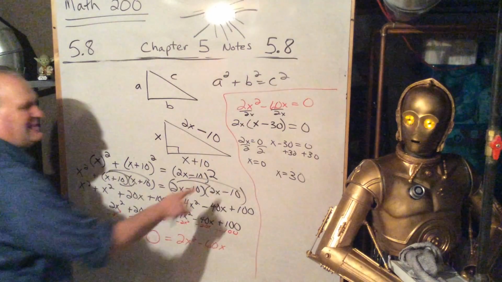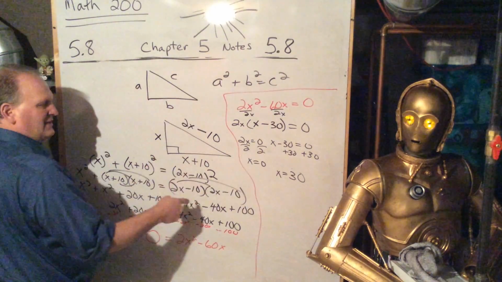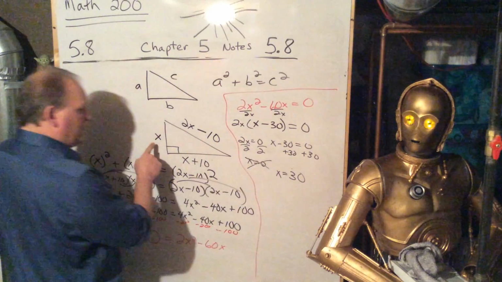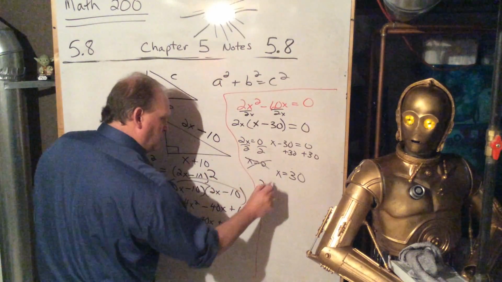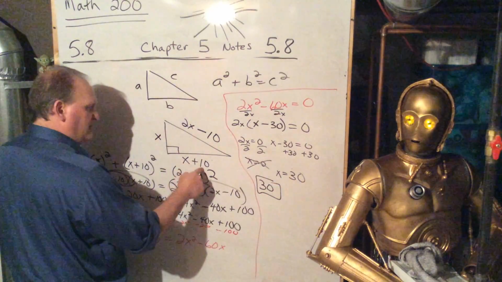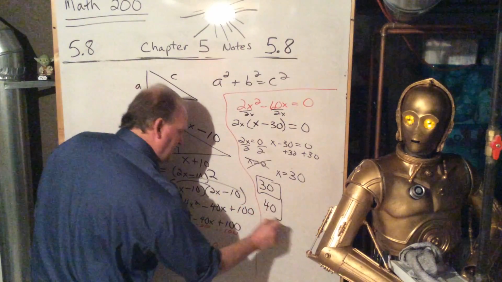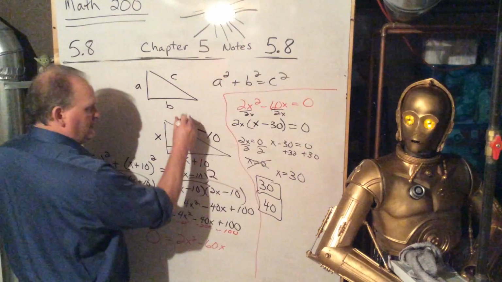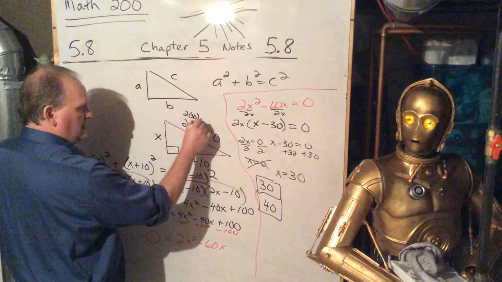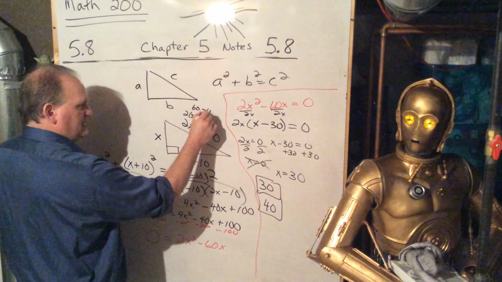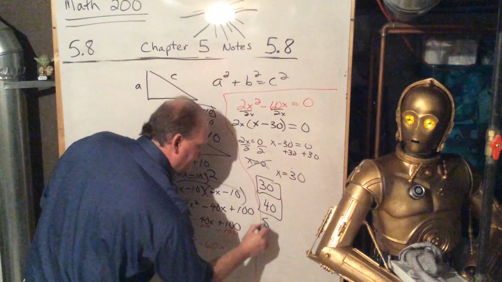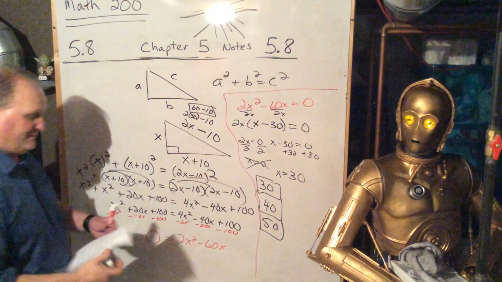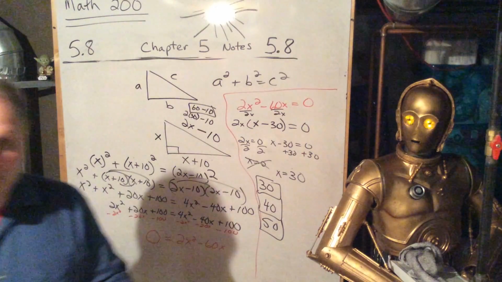Well, it can't be 0. It's lengths of a triangle. So 0 is out. 30, it can be 30, which means 30 is one side. 30 plus 10, 40 is the other side. And 60 minus 10, right? If you put in the 30 here, that's 60 minus 10 is 50. So 30, 40, and 50 are the lengths of the three sides. And that concludes our notes.